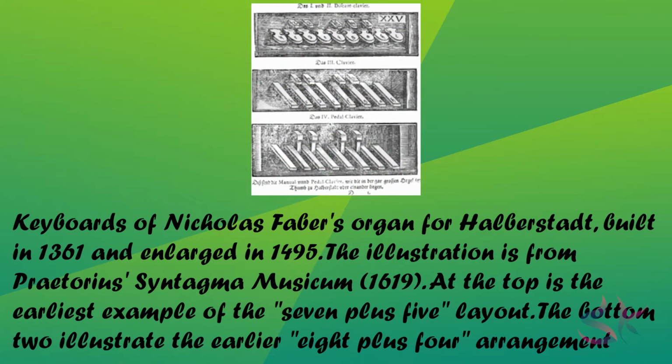This up here is the keyboard of Nicholas Faber's organ for Halberstadt, built in 1361 and enlarged in 1495. The illustration is from Praetorius' Syntagma Musica. At the top is the earliest example of the 7+5 layout. The bottom two illustrate the earlier 8+4 arrangement. Well, that's all with the history.